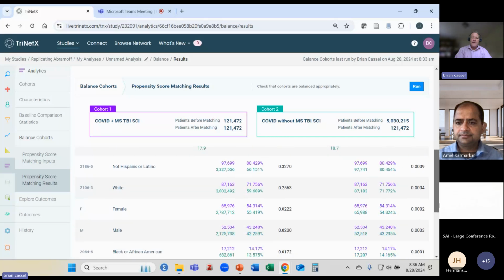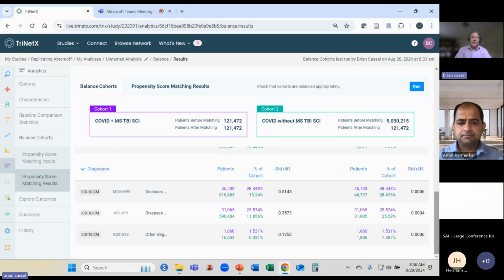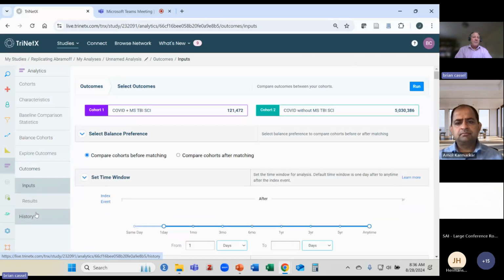So you can go through each of these and just double check that your standardized differences are now less than 0.1, just to show that you've done this correctly, and that's also something usually reported in an article. I know what outcomes I'm interested in, so I'm going to skip exploring the outcomes, and I'm going to tell it what outcomes I'm interested in.